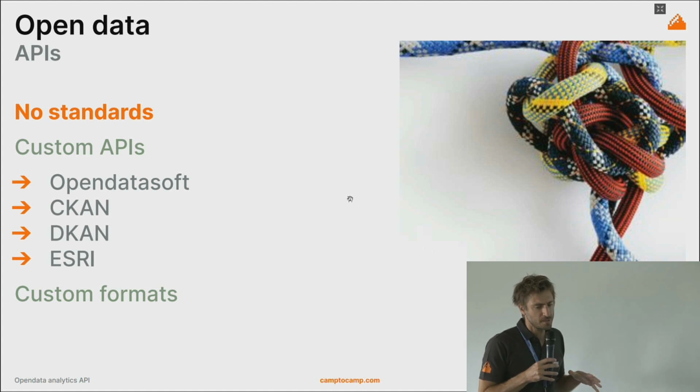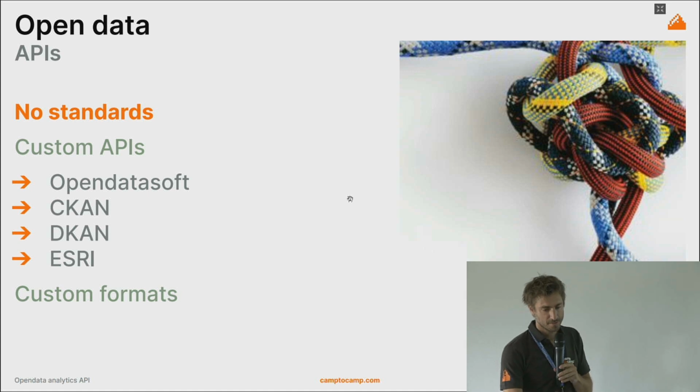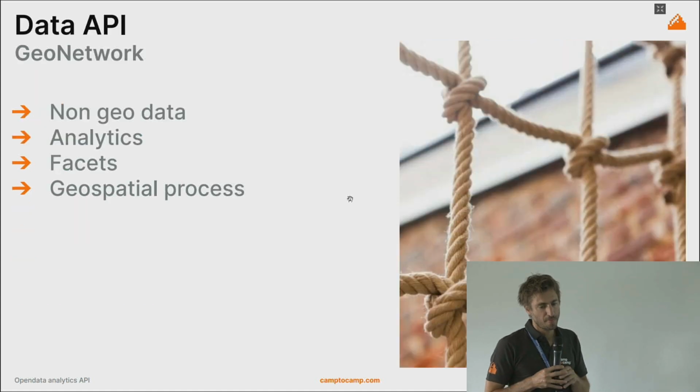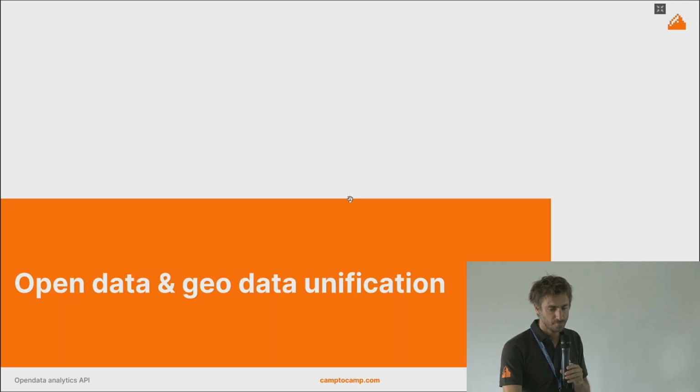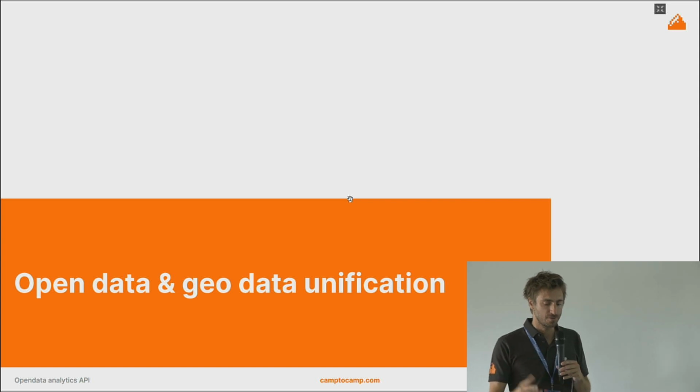In the open data world, it's more of a mess, with custom APIs and custom formats. So the idea is to extend the data API for non-geo data to do analytics, facets, and geospatial processes. And one goal behind that is to provide the unification of both of these worlds.